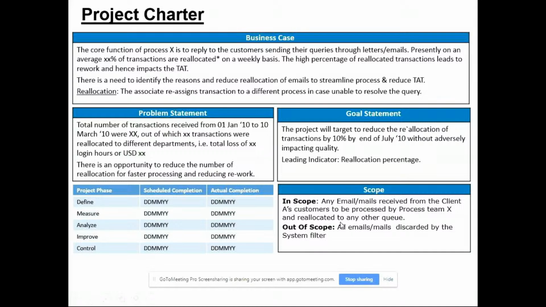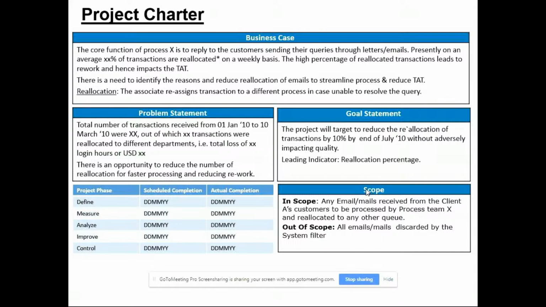And if you see here, because we know that the automated filter system, which discards emails, we have kept it out of scope altogether. So we know that is the area that we are not touching at all in this particular process. And because we have put it in the project charter, all the stakeholders to whom this project charter would be presented will be clear that this is the part of the process that we're trying to improve, and the system filter is something that is kept out of scope of this particular project. So we have tried to nail down and explain everything in the project charter.